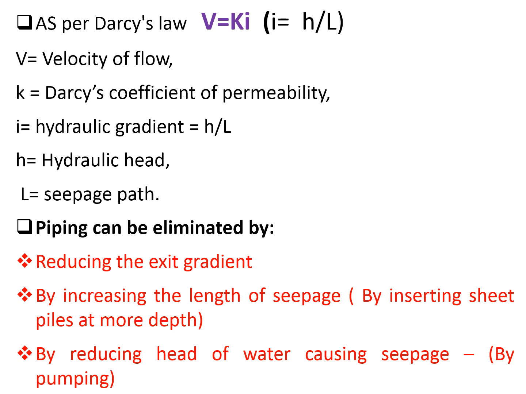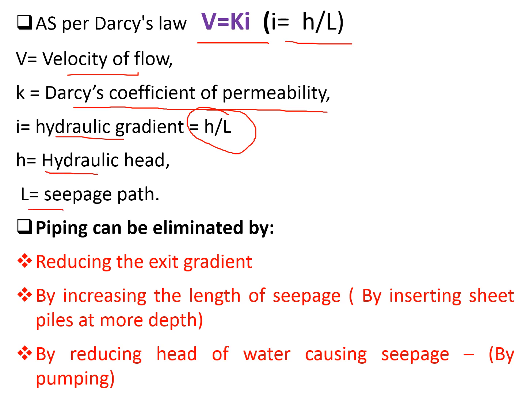As per our Darcy's law, we know that V is equal to K i, and i is what? That is H upon L. So V is velocity of flow, K is Darcy's coefficient of permeability, i is hydraulic gradient, H by L. H is hydraulic head and L is seepage length. Now what we want to do? We want to reduce this piping or eliminate it. So piping can be eliminated by reducing the exit gradient.